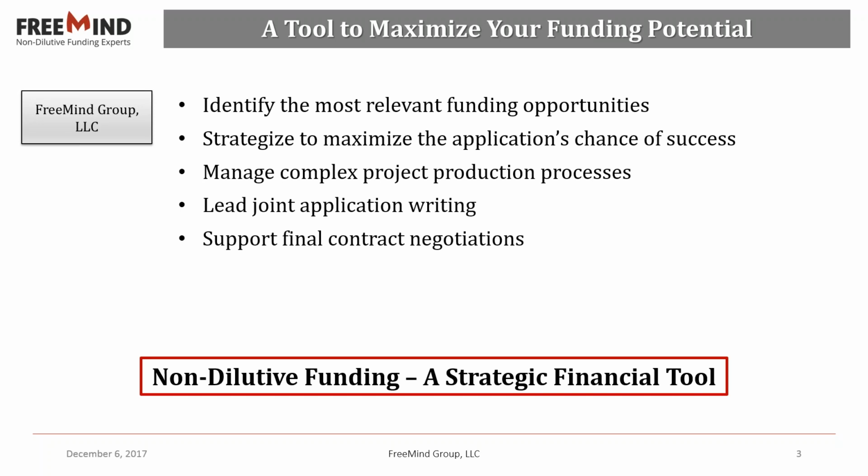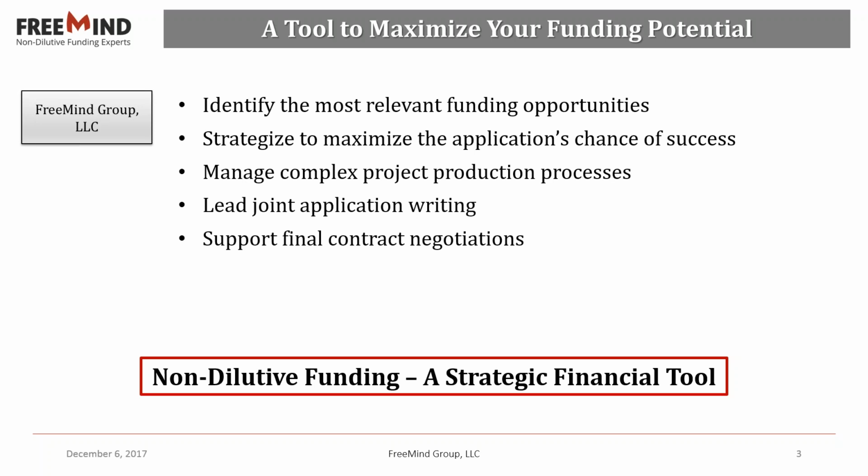We do this by offering two core services. First, the strategic assessment, and second, the grant production. When we conduct a strategic assessment, we identify the most relevant funding opportunities, and then we strategize to maximize the application's chances for success. This is extremely important, since if you don't know all of the relevant grant opportunities, that's money that you will never win.